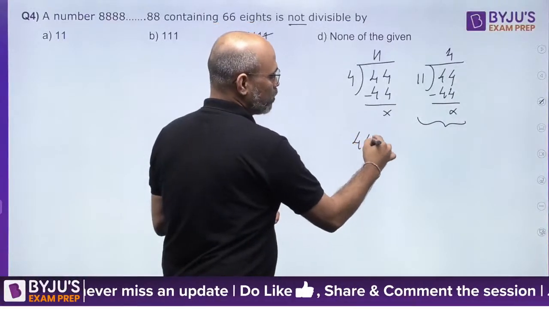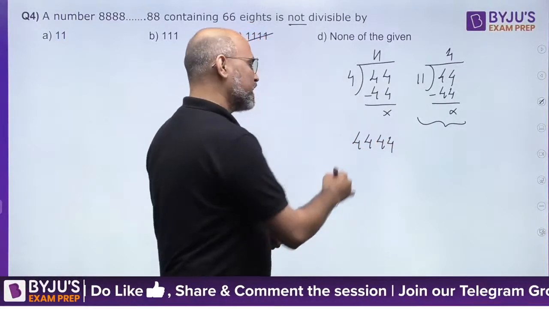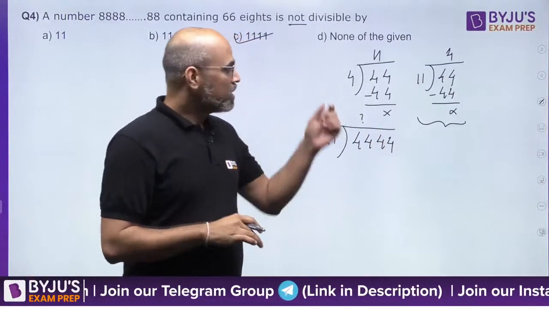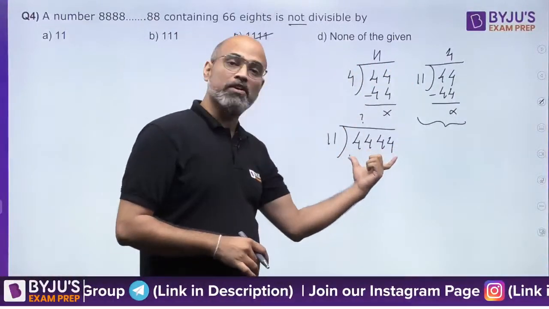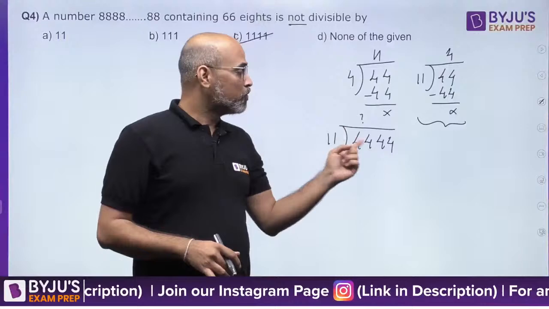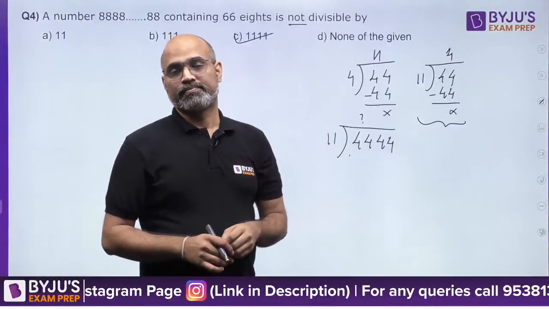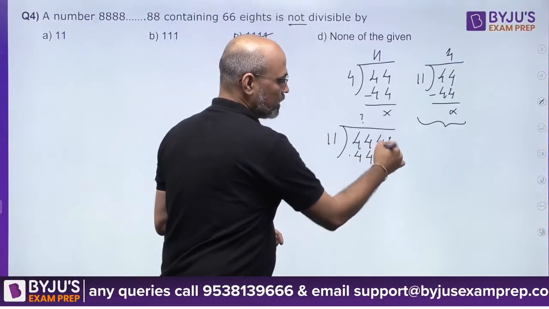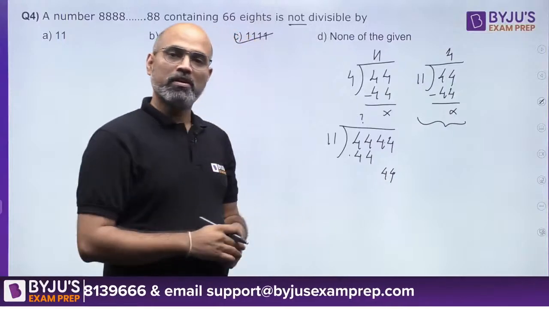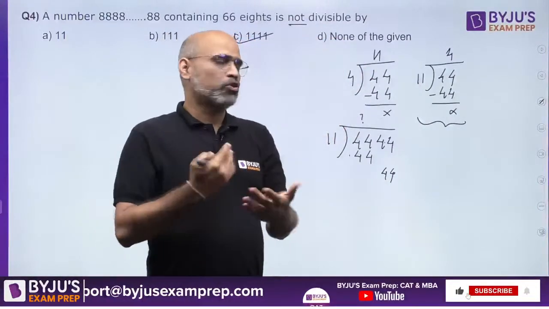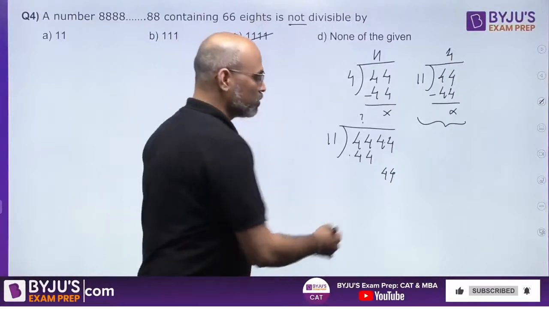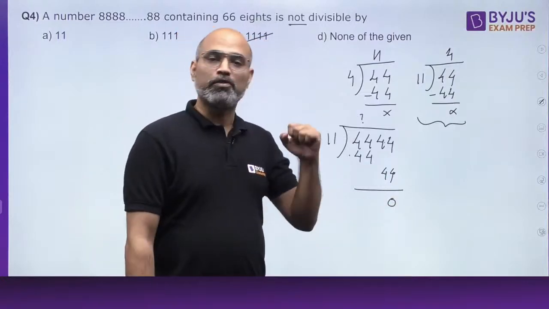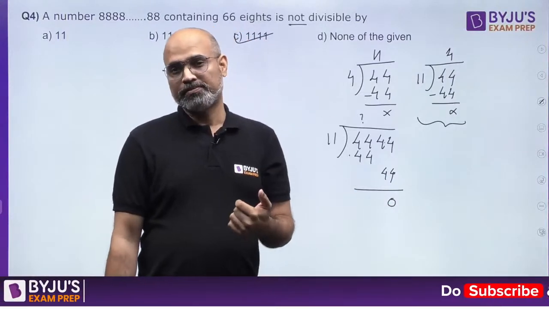Can you tell me, will 4444 be divisible by 11 or not? I'm not worried about the quotient. I just want to know if 4444 is divisible by 11. So if I write 44 and again 44, will that be divisible by 11 or not? It will be, right? Quotient will be something, but that's not our concern. We are not asking for the quotient. All that my question was, is it divisible by 11 or not, as in what remainder will you get? If you get remainder as 0, it means it is divisible.